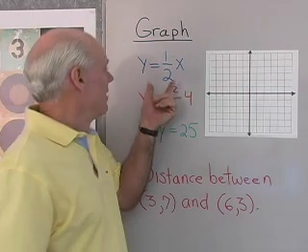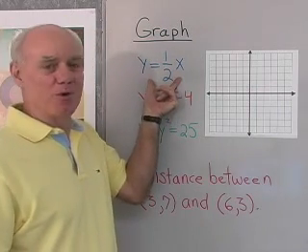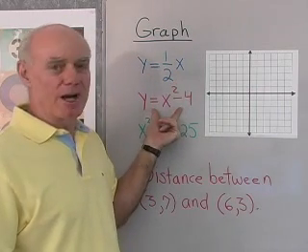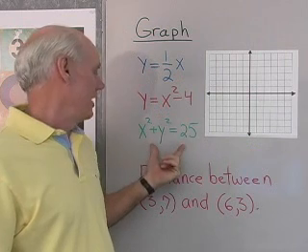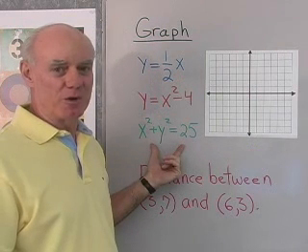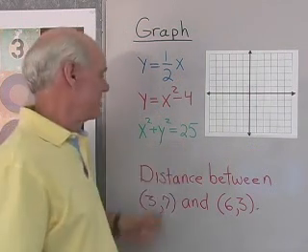In this section, we want to begin by reviewing some of the things that you've done previously with graphing. Here we have three equations on the board. First of all, I have y equal 1/2 x, y equal x squared minus 4, and then x squared plus y squared equal 25. Let's graph each one of these.